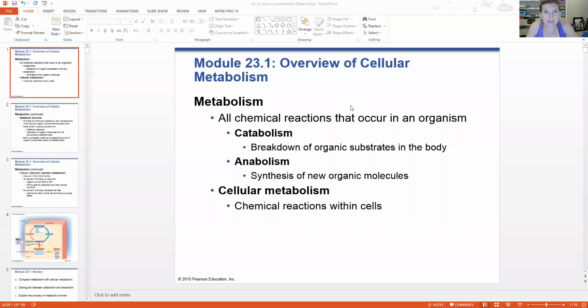Metabolism in the scientific world is very different than metabolism in everyday life. We tend to use the word metabolism in our everyday life to talk about how quickly we gain weight. Oh, as I'm older, I can't eat as many cupcakes because it goes straight to my thighs. Or, oh, I can't eat pizza anymore. I can't eat carbs anymore because my metabolism isn't what it used to be.